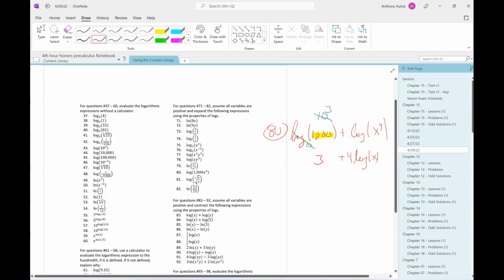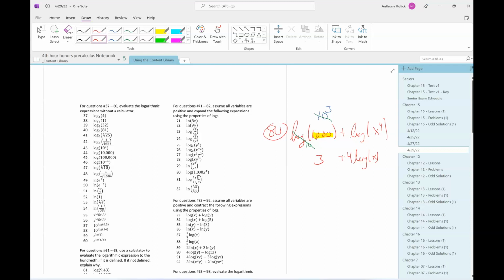Sneaky! Oh, you have log to the base of whatever, then you cancel it out with the exponent base 10, and log base 10 and exponent base 10 cancel each other out, right.